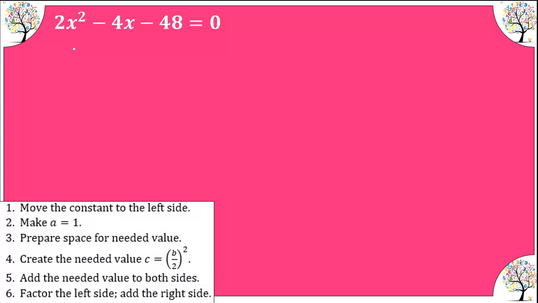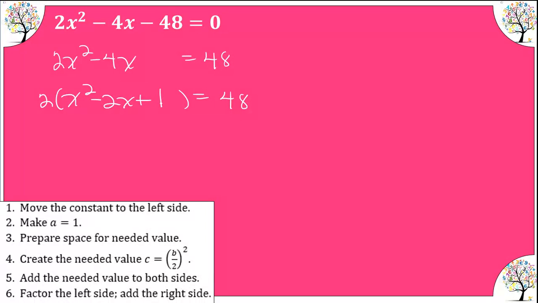Here's one last one. We need to add 48 to both sides. We need to make our a value 1 by factoring out the 2. We need to create a perfect square trinomial by taking half of b and squaring it. That's going to give us 1. The value on the left was really 2 times 1, so we need to add 2 to both sides.